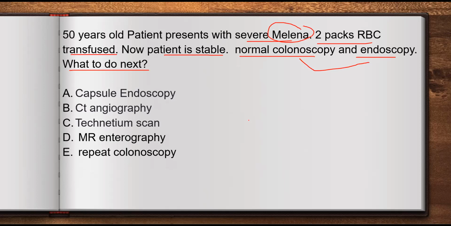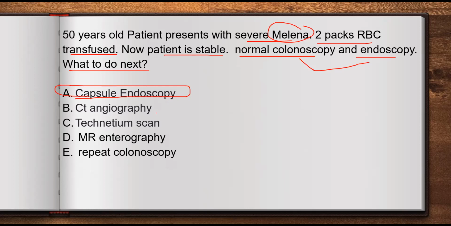Now, you did a repeat endoscopy, that's also normal. Then what you do? Then the next best option for this patient will be a capsule endoscopy. Now, there is a very important guideline about it, which you guys should know because a lot of questions can come from here.